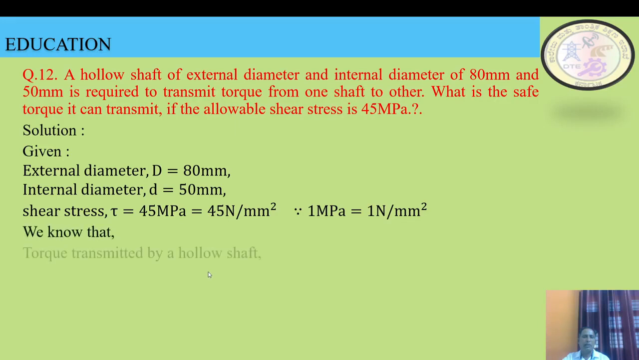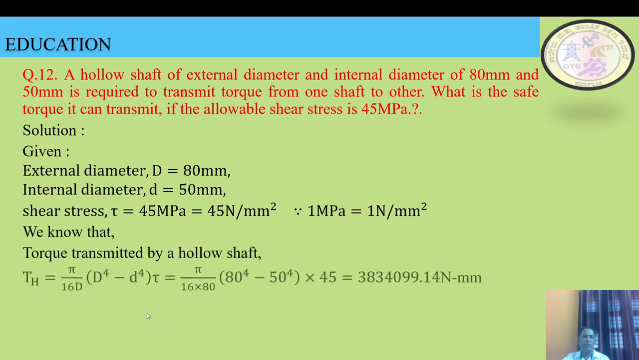As you know that torque transferred by a hollow shaft is T is equal to pi by 16 D into capital D raised to 4th minus small d raised to 4 into tau. Substitute the value of external diameter, internal diameter and the shear stress. Thereby you can calculate the torque transferred by the hollow shaft as 3834.099 kilonewton mm, or it will be in Newton meter.